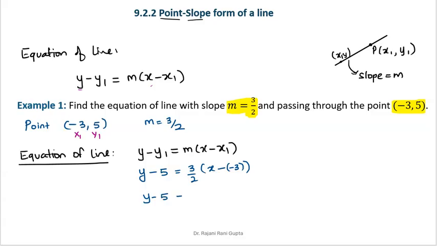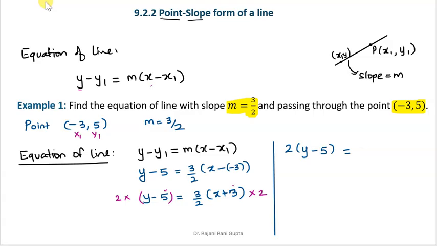This gives you y minus 5 equals 3 over 2 times (x plus 3), because minus minus becomes plus. It's always better to simplify the equation because you see a number here and a number here, so combine them. For that, multiply both sides by 2. Note that since there are two terms, you are multiplying the whole bracket. On simplification this gives you 2 times (y minus 5) equals 3 times (x plus 3), because the 2 and 2 get cancelled.